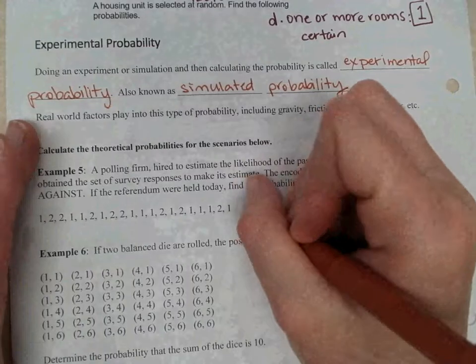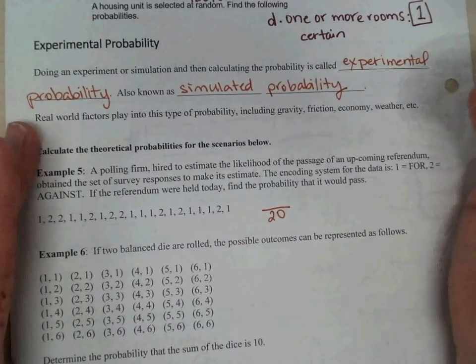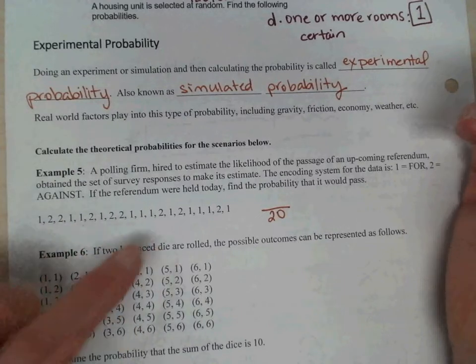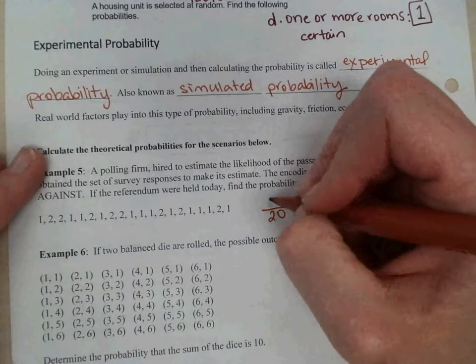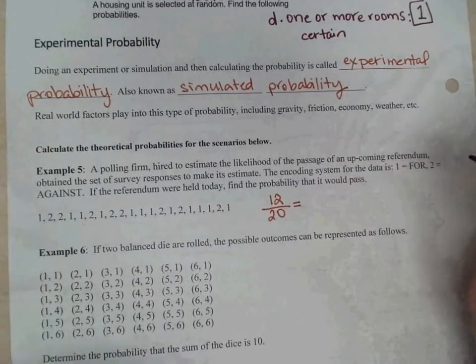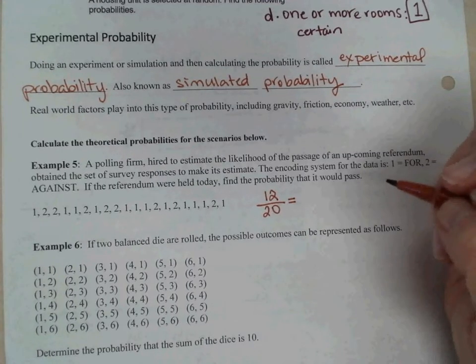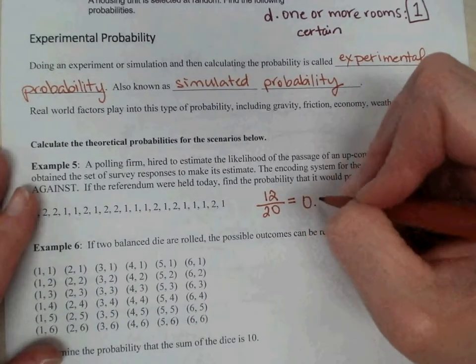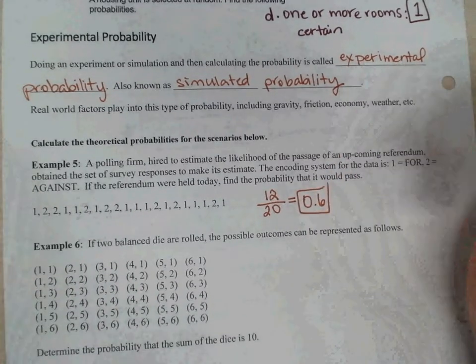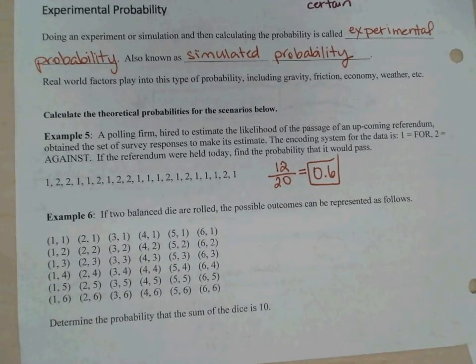How many total votes were there? 20. Good. So we've got 20, and how many of those were for the referendum? That means how many 1s are there? 12. Good. 12 out of 20, we could simplify that fraction. We're going to write it as a decimal. 3 over 5 if we had to simplify the fraction, good, or 0.6 if we convert it to a decimal. That last one, example 6, I want you to try it on your own.